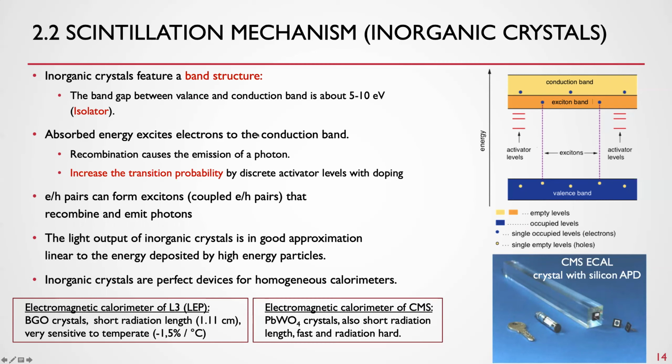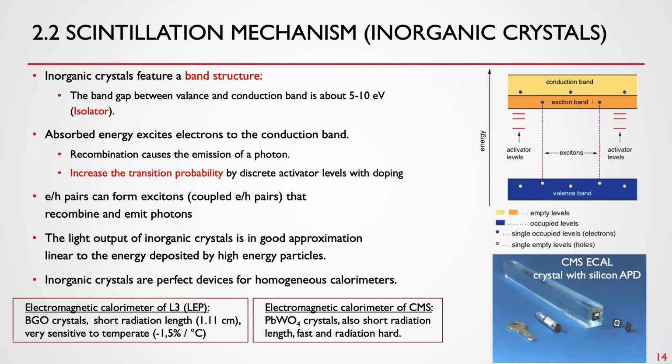The appearance of the extra energy levels from the doping accounts for an increase in the transition probability, so it improves the light yield, and a detailed treatment is beyond the scope of the lecture. Electron hole pairs, for example, that are created by the ionization can couple, they can form excitons, so they can oscillate, then later recombine and emit photons. That's part of the scintillation mechanism.